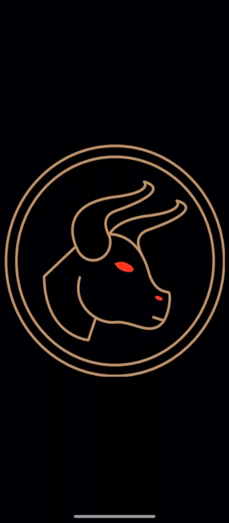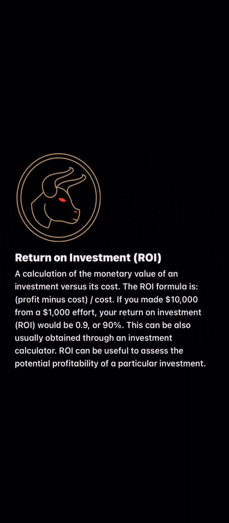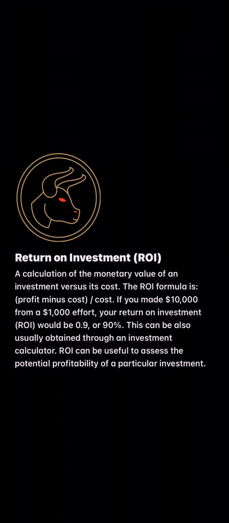Maximize your ROI. So let's talk about what is return on investment, or ROI. A calculation of the monetary value of an investment versus its cost. The ROI formula is profit minus cost divided by the cost. So, for example, if you made $10,000 from a $1,000 investment, your return on investment would be 0.9, or utilizing percentages, 90%. This can also usually be obtained through an investment calculator, of which there are plenty online, but ROI can be useful to assess the potential profitability of a particular investment.